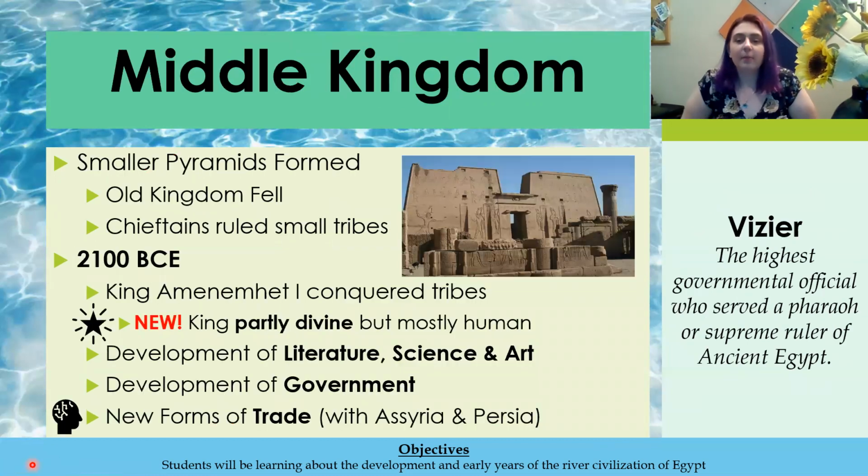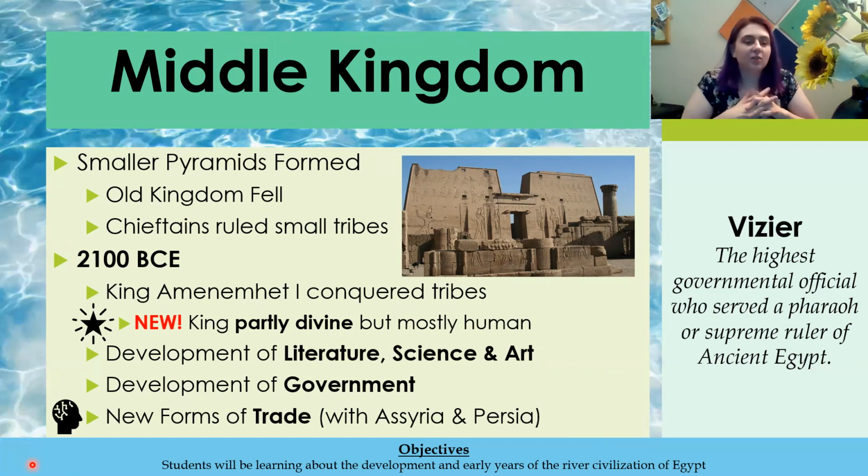So next we're going to talk about the Middle Kingdom. So the Old Kingdom kind of fell. Well, we know that the Old Kingdom fell because over time these giant pyramids actually began to get smaller, so we know people were less caring about the pharaoh, about the way of life. And what happens is these chieftains who are ruling small tribes nearby kind of attacked, and there was like a falling out, and people began to form small tribes versus being the big kingdom.